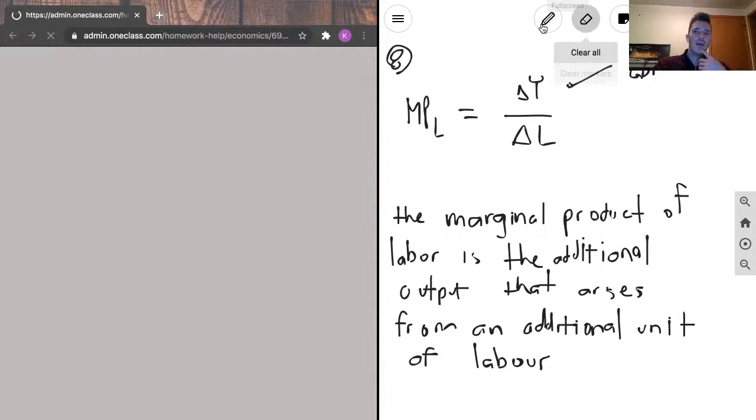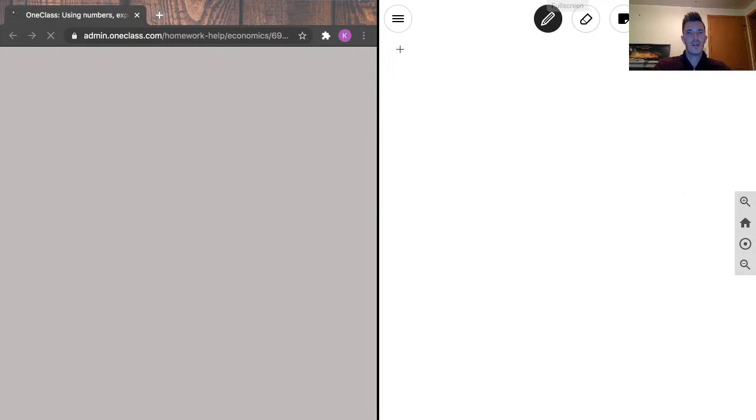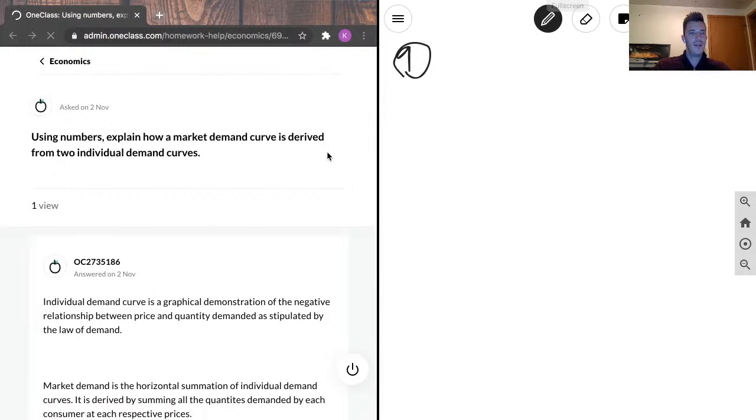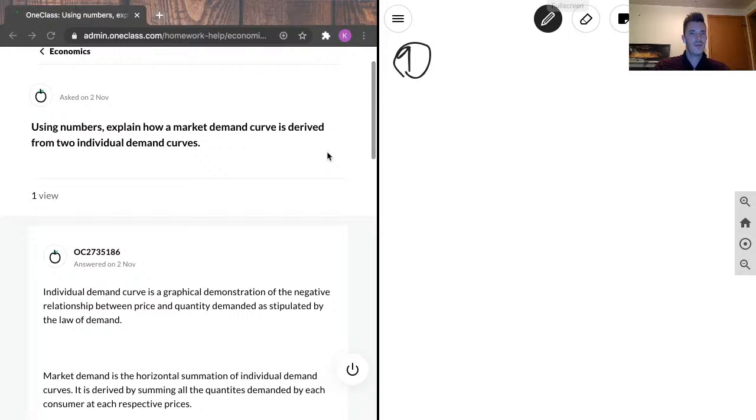On to question 9 here. I think there's 12 or 13 questions, so I am a good chunk of the way through here. I already did something similar to this too. Using numbers, explain how a market demand curve is derived from 2 individual demand curves.